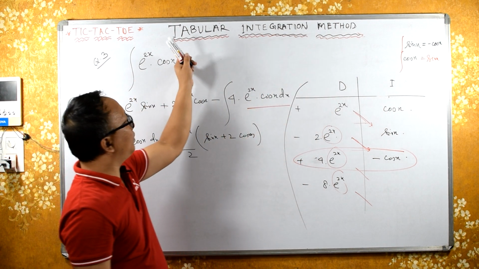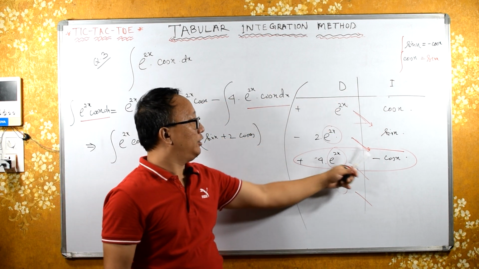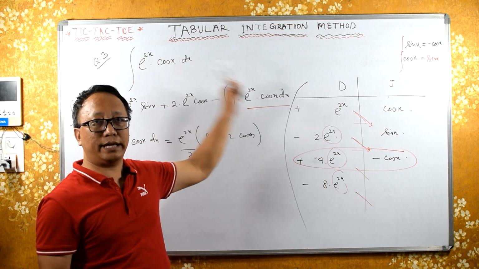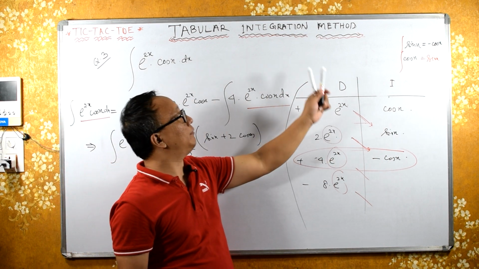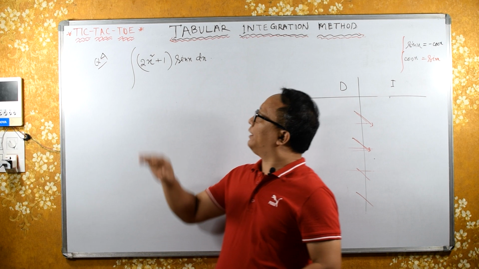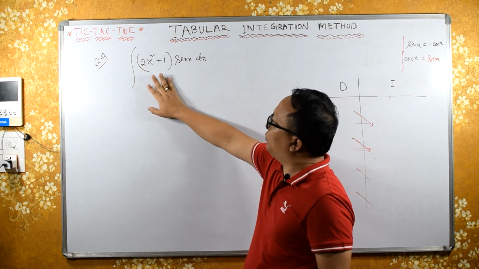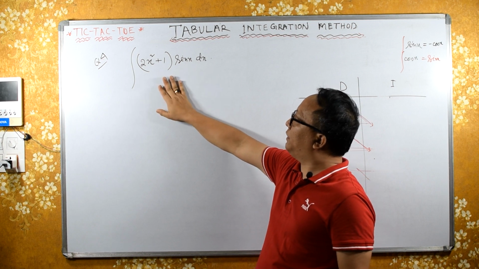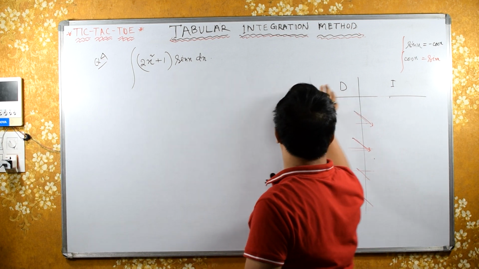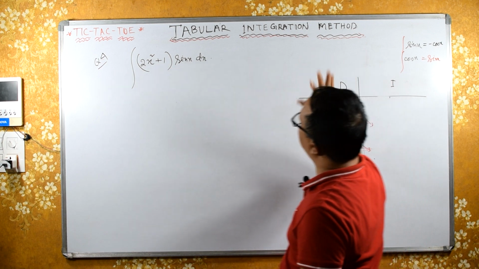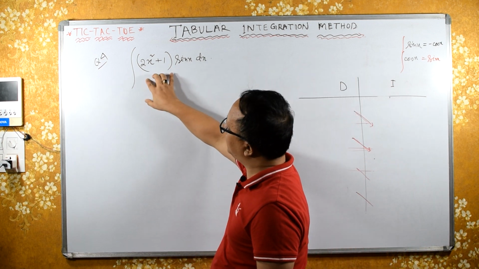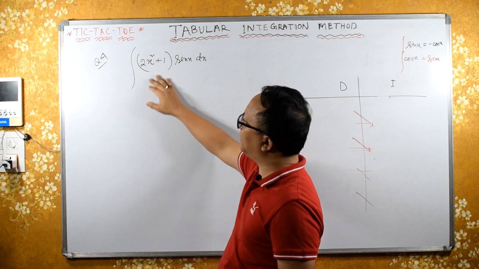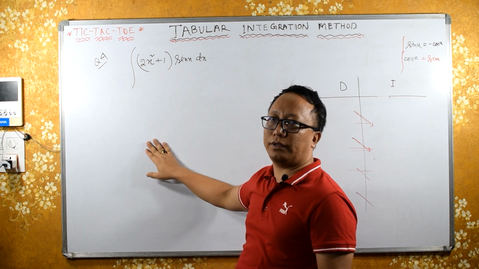In this scenario, what we have to do is, I will repeat again, you have to stop when you have the matching term or the same term, for these DI methods. Now the integral: we have 2x square plus 1 into sin x. Which part do we have to choose as D and which as I for this tabular integral? If I differentiate this first time, second time, after some time I will get 0.